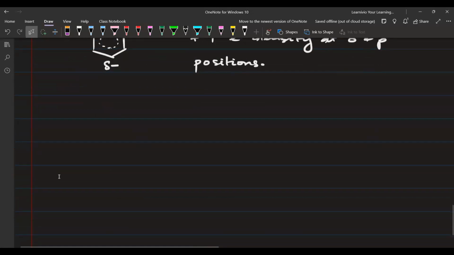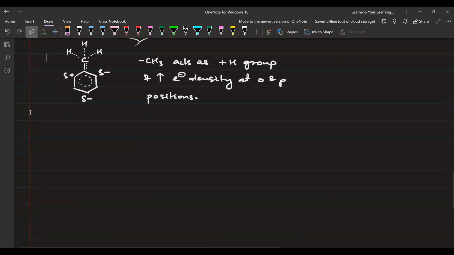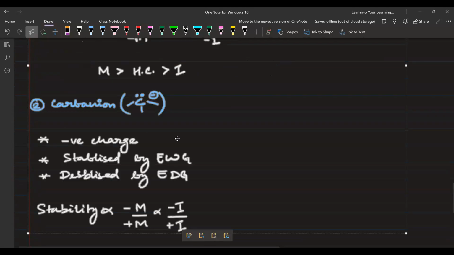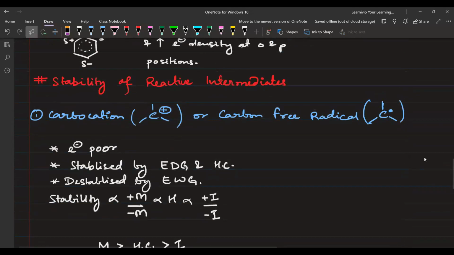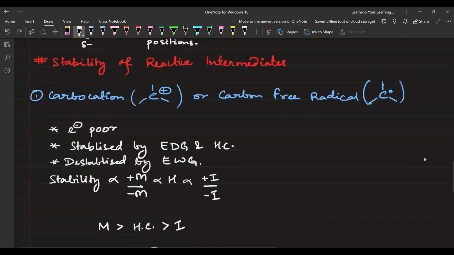Okay. Please see. Next, I'm just going to revise a few things. ठीक है, इसको आप लोग देखिए जरा. All of these things are there already in your notes, है ना? बस इसको दोबारा एक बार देख लेते हैं हम लोग. Carbocation and carbon free radical. We already know what is carbocation, what is carbon free radical. We have seen these intermediates, है ना? When we were talking about the homolytic fission and heterolytic fission.